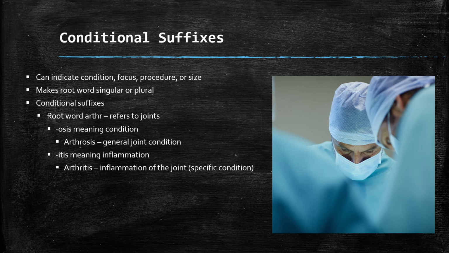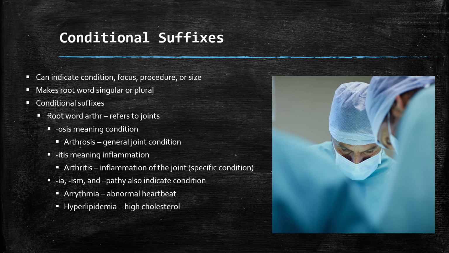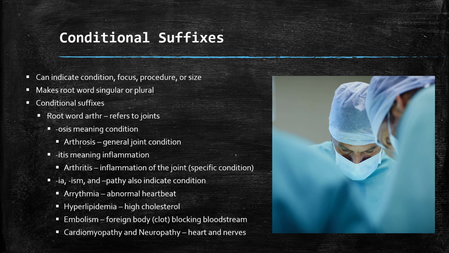Other suffixes like ia, ism, and pathy also indicate conditions of a specific system. An arrhythmia is an abnormal heartbeat, and hyperlipidemia is high cholesterol. Embolism is a foreign body in the bloodstream that creates a blockage of arteries or veins, usually a clot. Cardiomyopathy and neuropathy are conditions of the heart and nervous system, respectively.